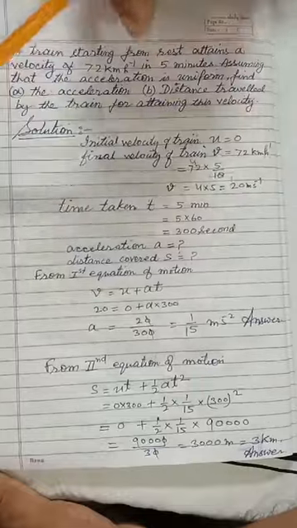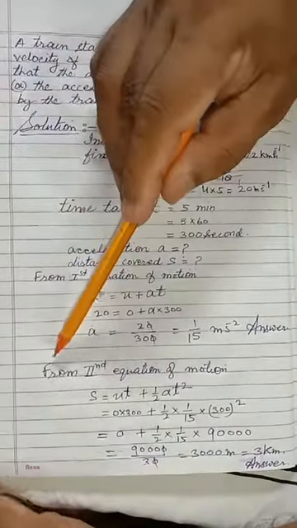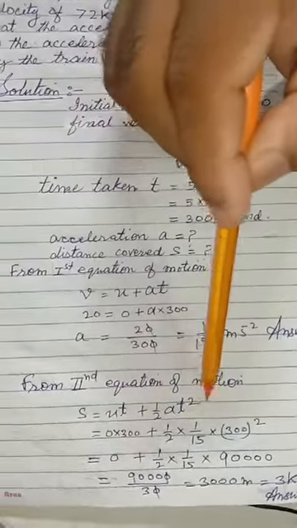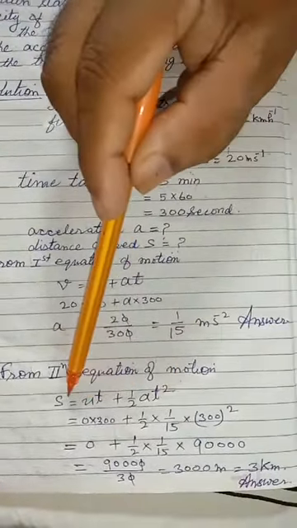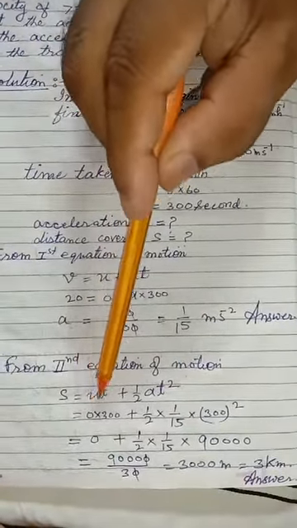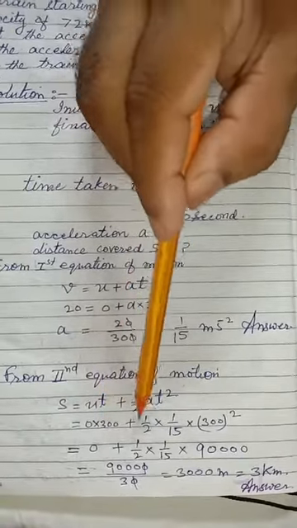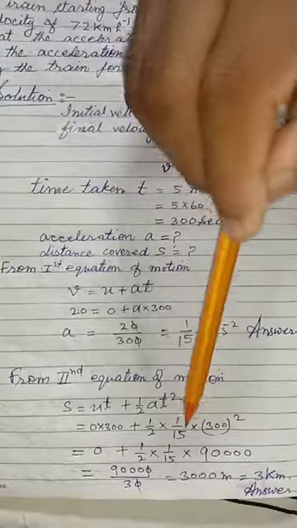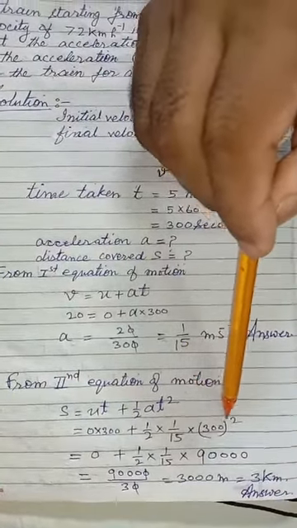Now we want to find the distance traveled. So to calculate the distance traveled, we will use the second equation of motion, that is s equal to ut plus half at square. S is equal to u is 0, t is 300 seconds, plus half, a is 1 by 15 as we have calculated here, and t is 300, so 300 square.